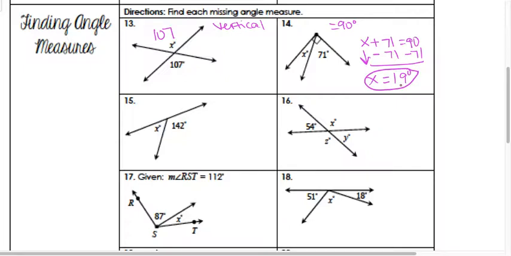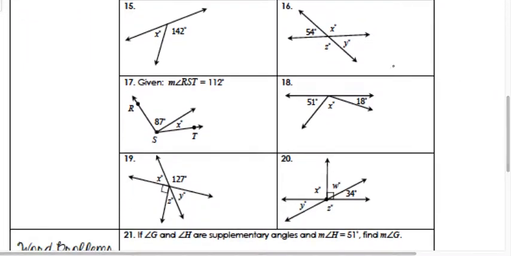Okay, so we got 19 degrees is what's missing right there. All right, I'm going to move down just a little bit. So let's look at number 15. Number 15, this right here is a straight line, so I know we're looking at a supplementary angle, which is going to be equal to 180 degrees.